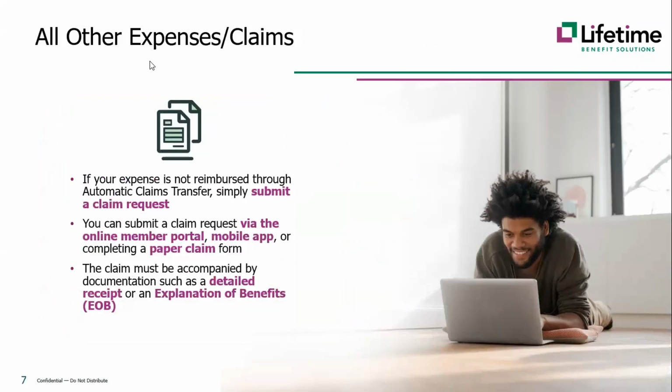So for any other claims that don't go through the ACT process, you do have to submit a claim request. Really easy, 3 different ways to do it. Online right on the member portal. You can do it right on your phone through your mobile app, or you can complete a paper form and fax or mail that to us. Just worth noting that however you do it, the claim must be accompanied by either a detailed receipt or an explanation of benefits from your insurance carrier.